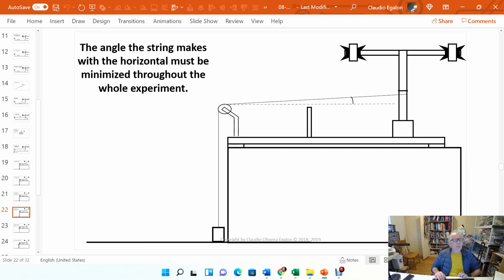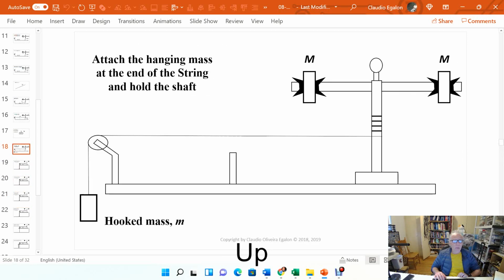Okay. And one more important thing. Let's go back here. When you wrap up the string around the shaft, you must have a single layer of string. You cannot bunch up 1, 2, 3, 4 layers of string, one on top of the other, because if you do that, you're going to change the torque. So make sure you have just one layer of string wrapped around this shaft, so the torque is always the same.